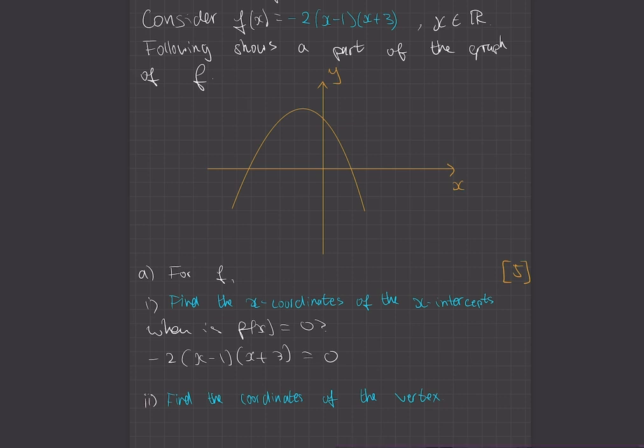So if any of these factors is 0, then our function is 0, right? Because 0 times anything is 0. Well, minus 2 is never 0. So we can only consider the case when x minus 1 equals 0 and x plus 3 equals 0. And very quickly from that, you'll find the x-coordinates because you'll just find x. So x equals 1 and x equals minus 3.